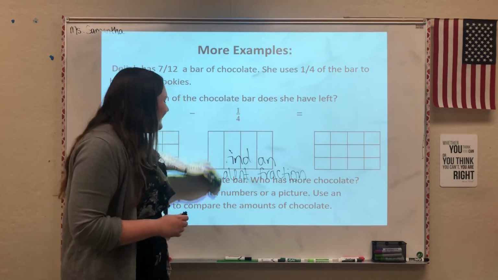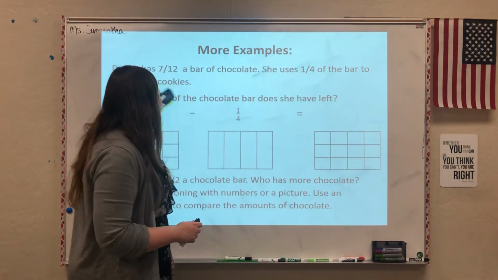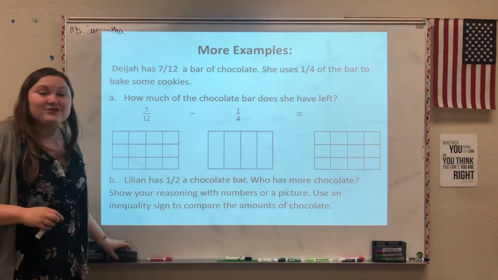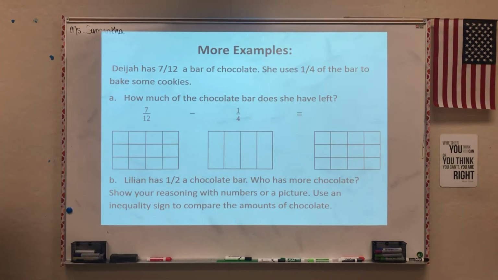I've got one last example. This one is about chocolate. Why do we use so much food with fractions? In this example, Deja has 7/12 of a bar of chocolate. She uses 1/4 of the bar to bake some cookies. The first question asks, how much of the chocolate bar does she have left? Go ahead and try.